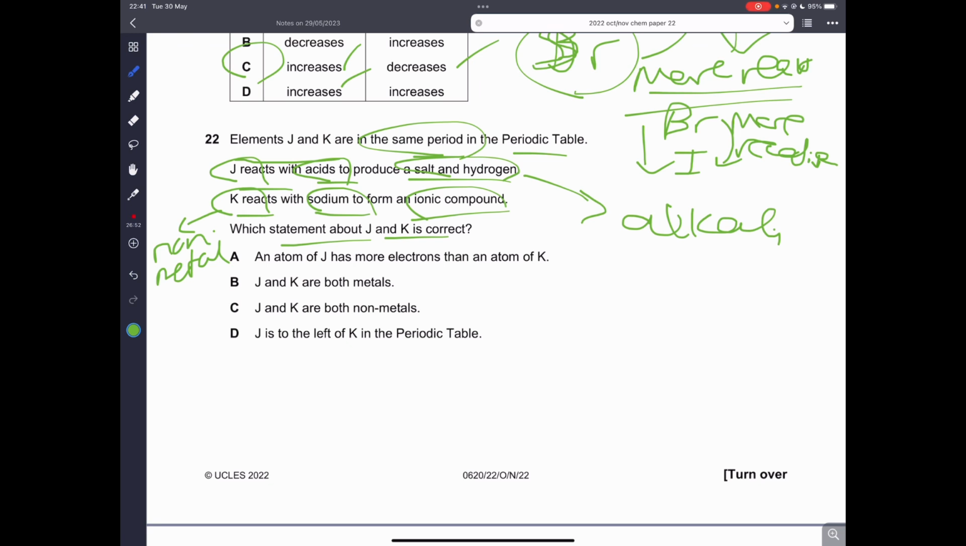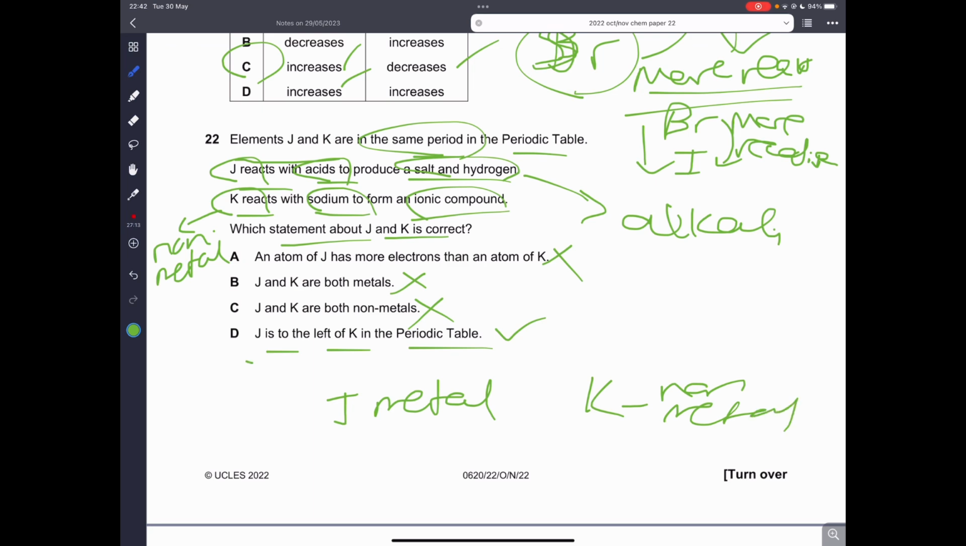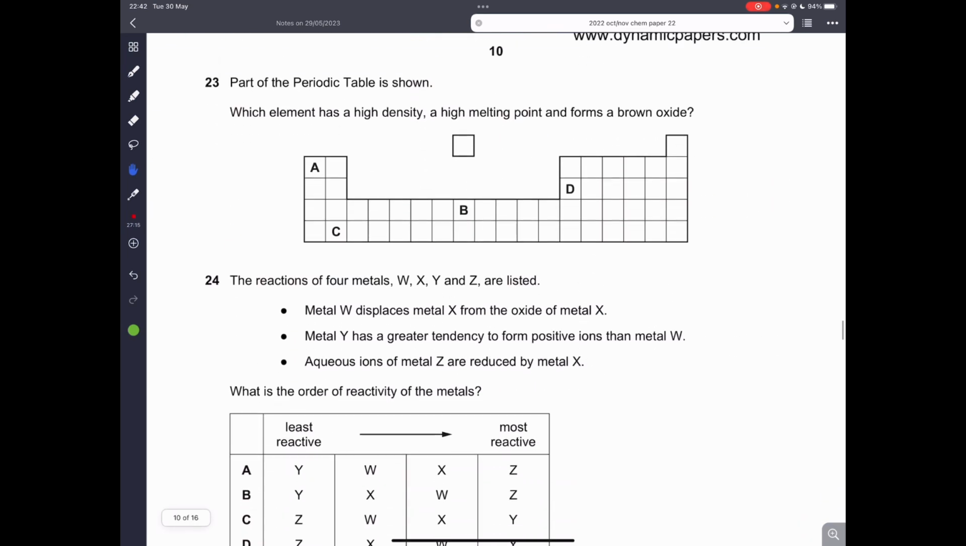So which is correct? Well, they are both metals? Nope. An atom of J has more electrons? Nope. J and K are both non-metals? Nope. J is left of K in the periodic table? Yes, because J is a metal and K is a non-metal. So D is the correct answer.